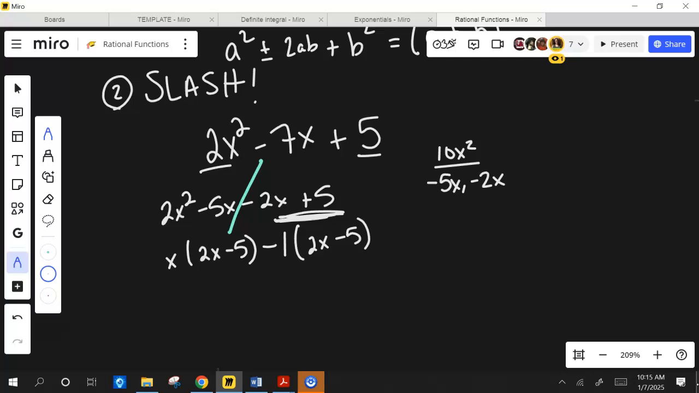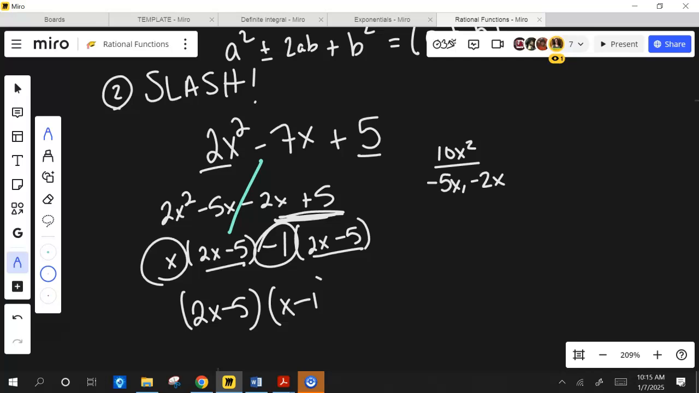Yes, because I'm not done yet. What I'm going to do is take this one that's written twice. That's one of my factors. And then my other factor. So that's why you need the 1. Remember it?